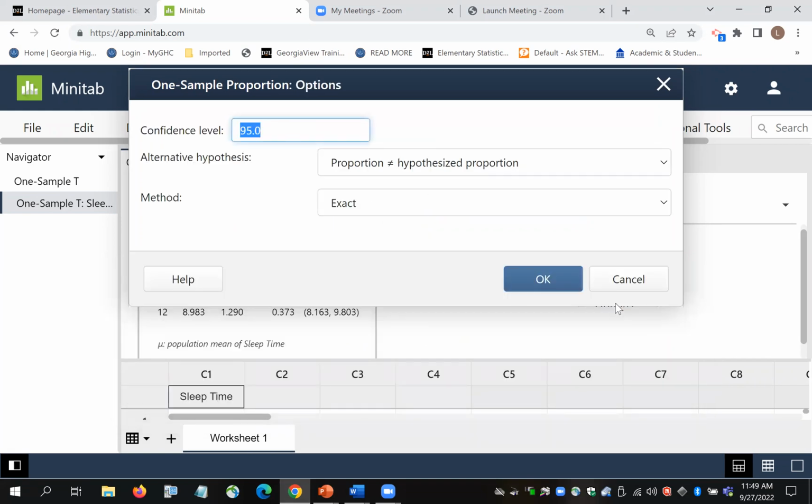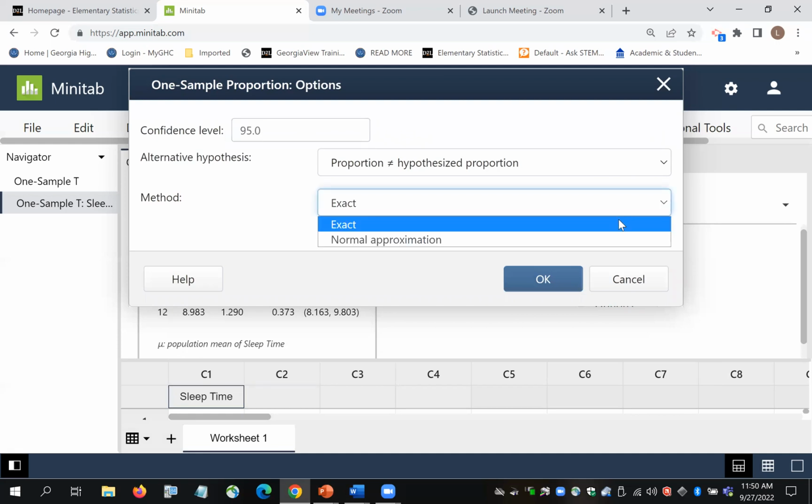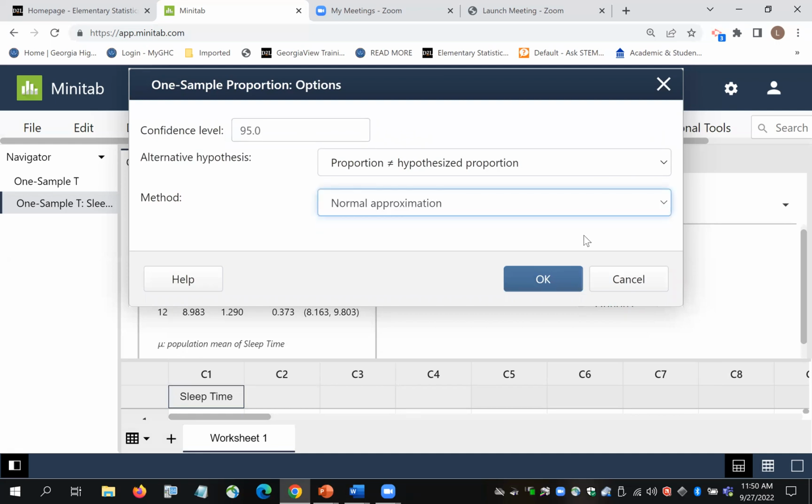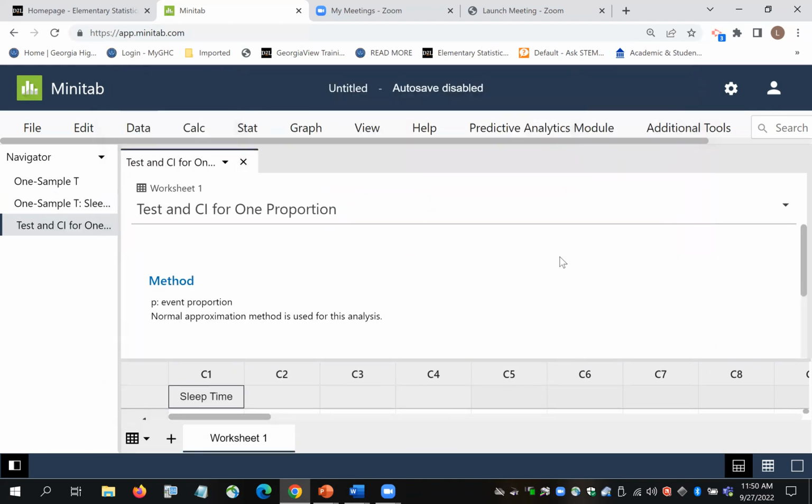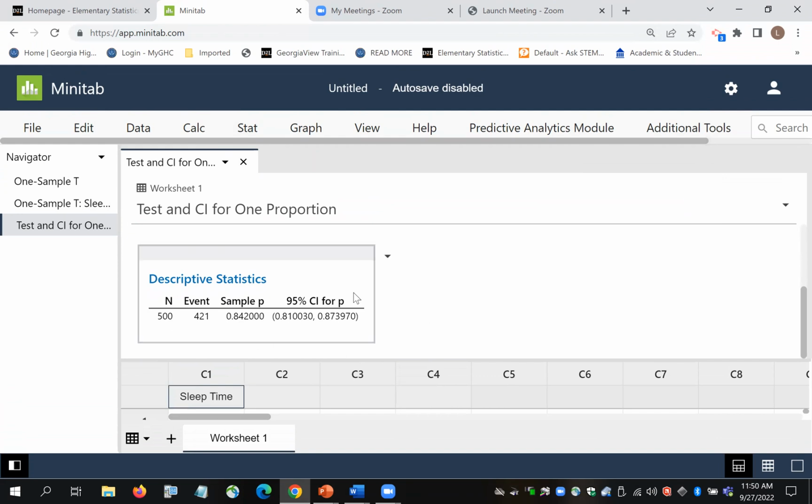Again, I go to options. We wanted to do a 95% confidence level. We still use not equal, but we need to change my method to normal approximation. And then I click OK and OK. And again, I get my answers.